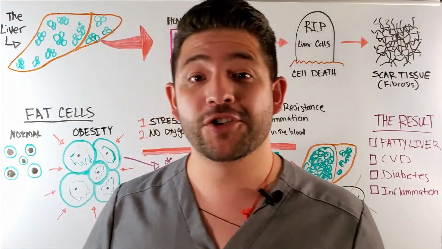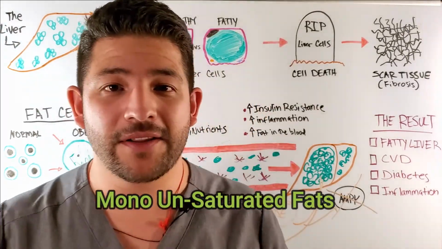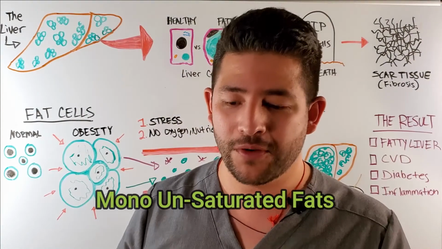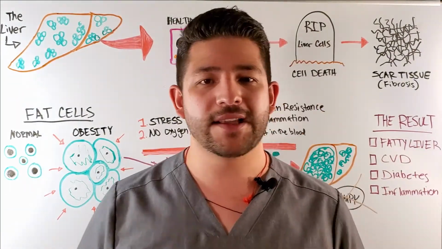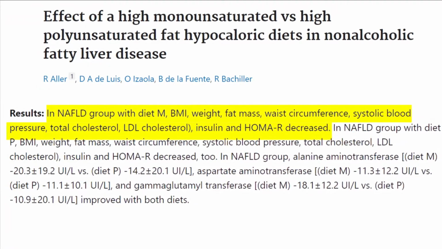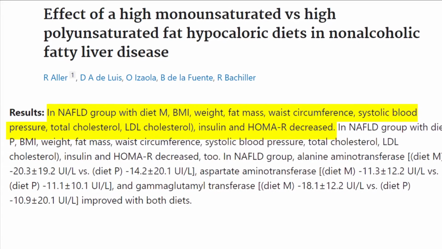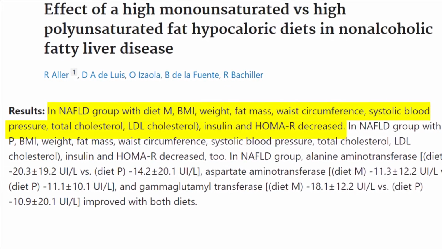Now, the third thing that you should be eating is monounsaturated fats. Monounsaturated fats are found in things like avocado oil, olive oil, and nuts such as hazelnuts, almonds, pecans, etc. And there are many studies such as this one that show that consuming monounsaturated fats improves things like insulin resistance, it helps you lose weight, and helps reduce bad cholesterol in your blood, and much more.